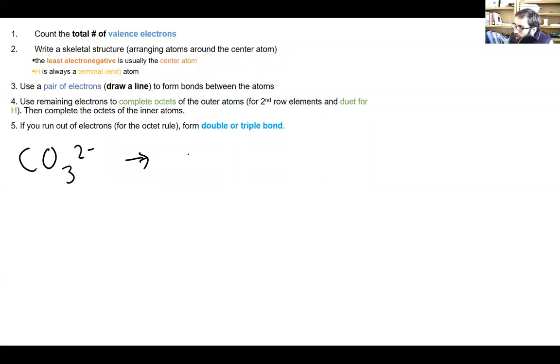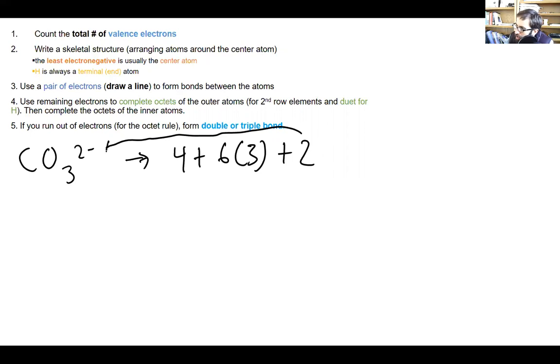Carbon has 4. Oxygen has 6. There's 3 oxygens. And now we're going to have to do +2. That +2 came from the charge, right? There's a -2 charge, so we had to add 2 more valence electrons there. So we have 4 + 2 is 6, plus 18, that's 24 valence electrons.